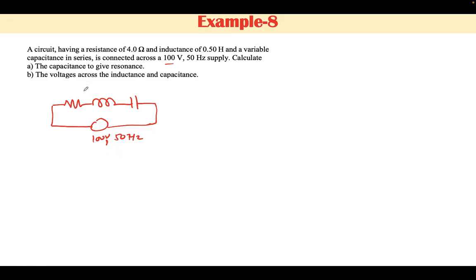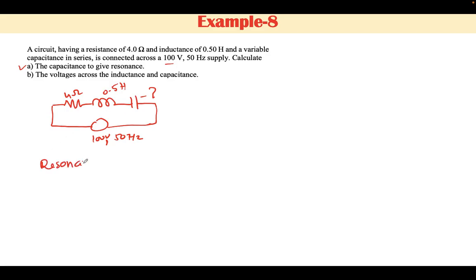Here it is 100 volt. The resistance is 4 ohm. Inductance is 0.5 Henry and capacitance is variable. We need to find out the capacitance in this case. Now, calculate the capacitance for the given resonance. We know what resonance is.